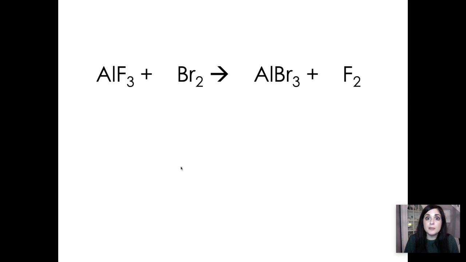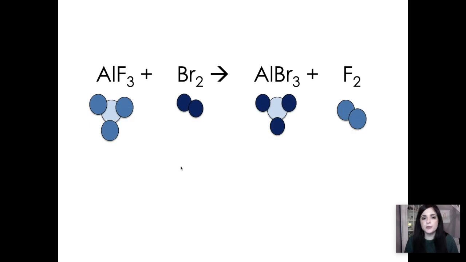Here's another example. A little bit trickier, but still not undoable. So I have aluminum fluoride and bromine forming aluminum bromide and fluorine. Again, draw a picture if it helps. So here's an aluminum fluoride formula unit, a bromine molecule, and the rest of it's there. Let's just do aluminum first, just because it's the first one that's listed.